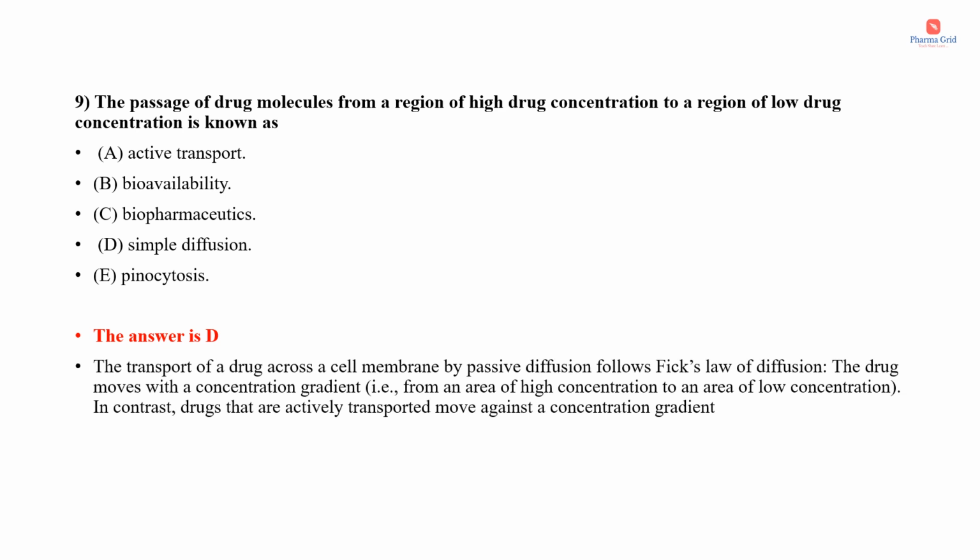The transport of a drug across a cell membrane by passive diffusion follows fixed law of diffusion. The drug moves with a concentration gradient, in the sense from an area of high concentration to an area of lower concentration. In contrast, drugs that are actively transported move against a concentration gradient.